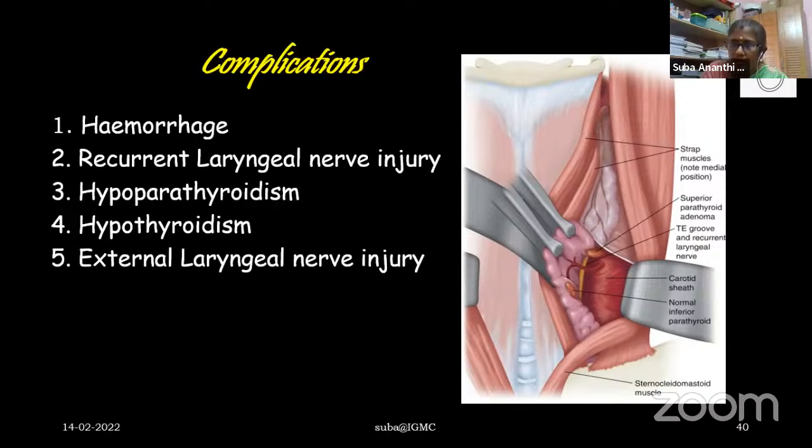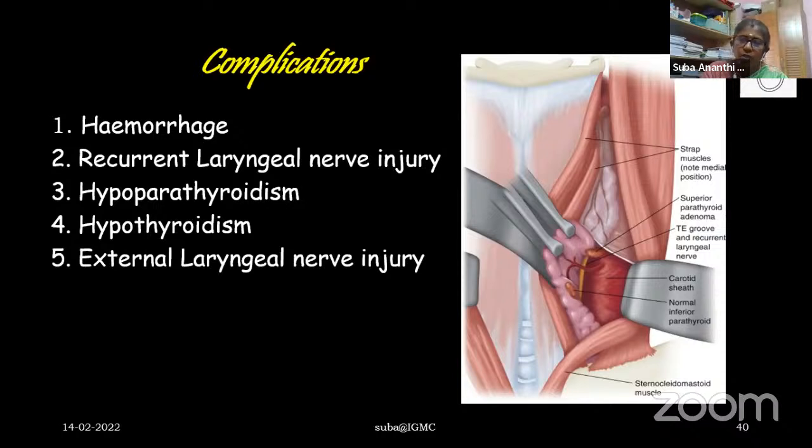After giving off the vessel to the parathyroid, the distal part of the inferior thyroid artery should be ligated. So the inferior thyroid artery should be ligated close to the base of the thyroid gland to avoid injury to the vessel supplying the parathyroid.